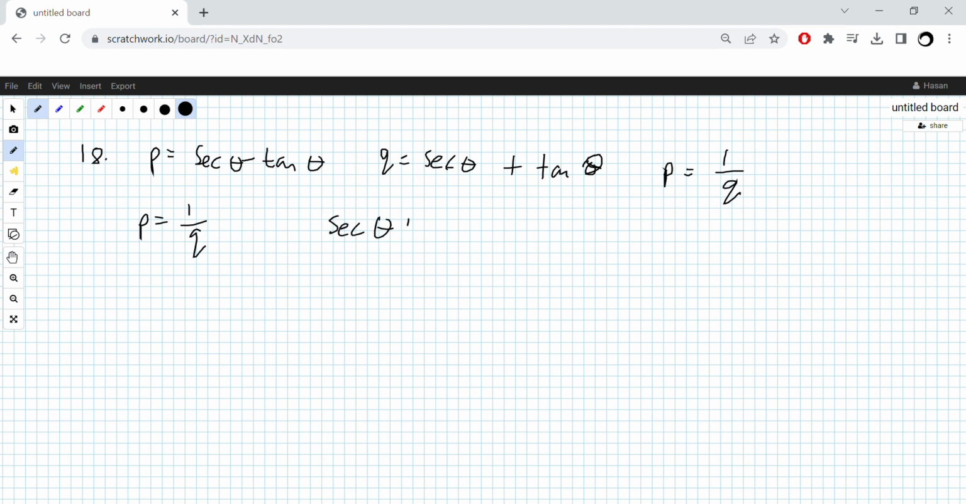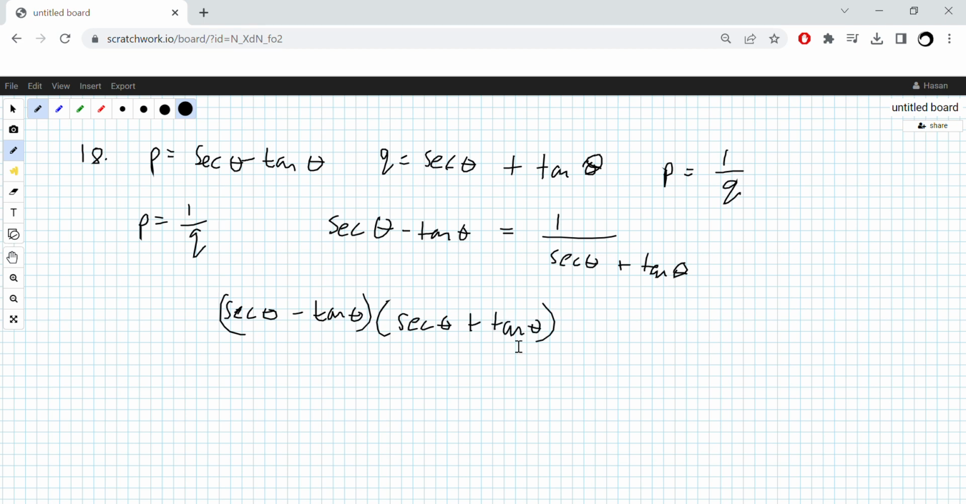Sec theta plus tan theta equals 1 over Q, which is sec theta plus tan theta. Apologies, as this is P, it should be minus tan theta. So let me put minus. Right, so we'll bring over this sec theta plus tan theta to the left hand side. So now we're going to have sec theta minus tan theta times sec theta plus tan theta equals 1.